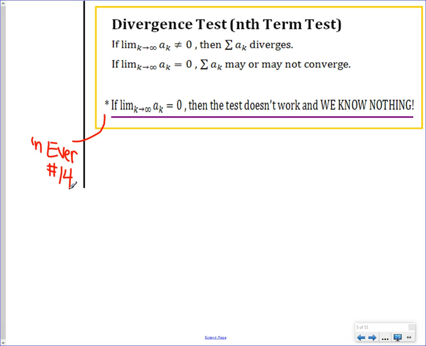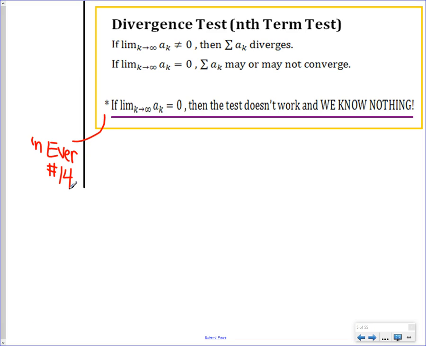The limit as k goes to infinity of a sub k. If you would like it better, you can say the limit as n goes to infinity of a sub n. I don't care. You don't have to use the a's if you don't want to. If the limit of the nth term, not the sums, the term, does not equal 0, I can say for certain that the series diverges, the infinite series.